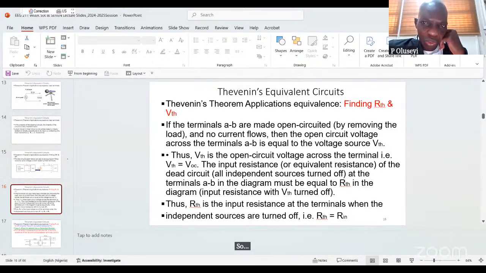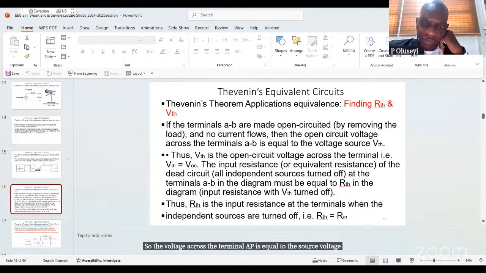In most cases, what we ask you to find is your RTH, which is Thevenin's resistance, and VTH, Thevenin's voltage. If the terminals A and B are made open circuited by removing the load and no current flows, then the open circuit voltage across the terminals AB is equal to the source voltage. So the voltage across the terminals AB is equal to the source voltage, and it's called VTH. So VTH is the open circuit voltage across the terminals.